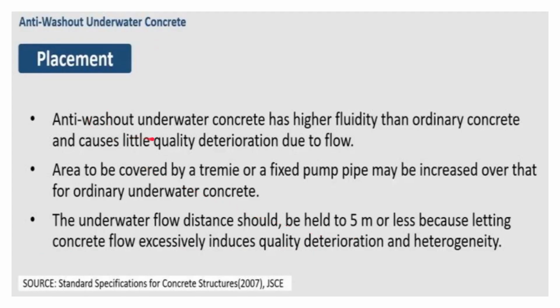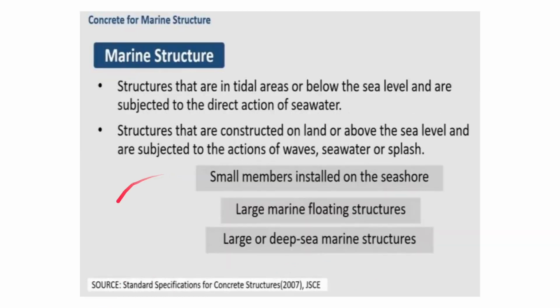So anti-washout underwater concrete has higher fluidity than ordinary concrete and causes little quality deterioration due to flow. The area to be covered by a tremie or a fixed pump pipe may be increased over that for ordinary underwater concrete. The underwater flow distance should be held to 5 meter or less, because letting concrete flow excessively induces quality deterioration and heterogeneity.